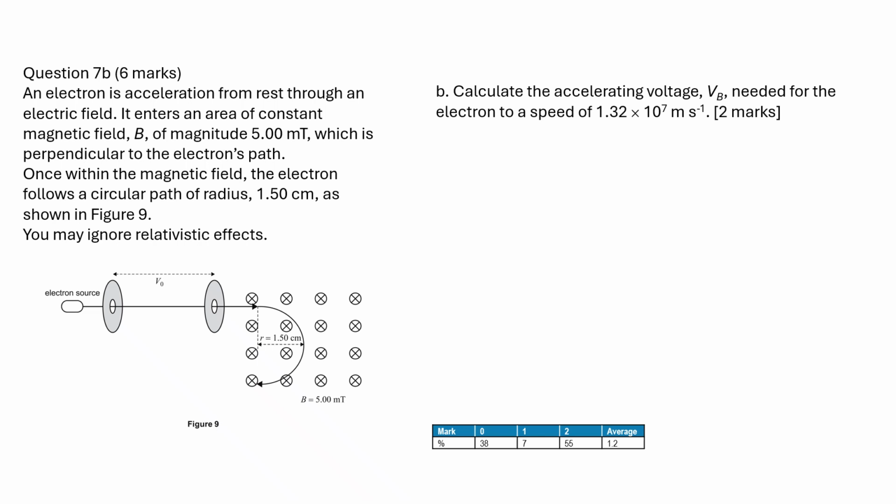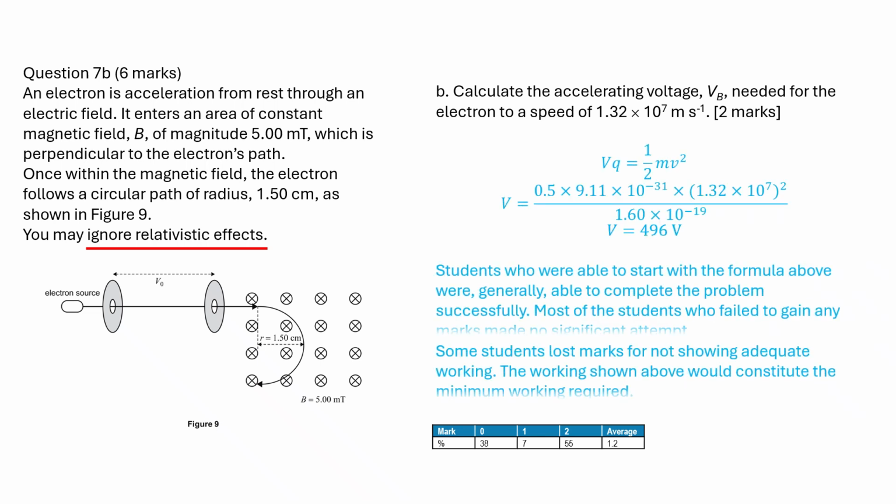If we assume a complete conversion of electrical energy into kinetic energy and neglect relativistic effects, the accelerating voltage between the plates can be calculated by solving the combined energy equation.